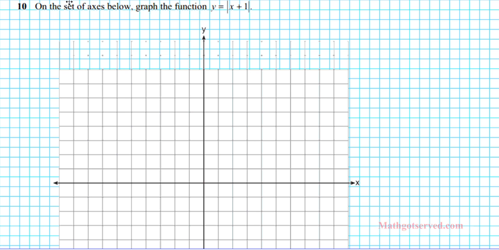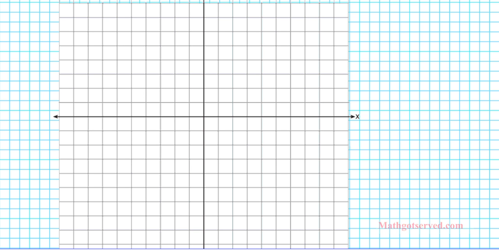Number 10 states that on the set of axes below, graph the function y equals the absolute value of x plus 1. So, do you recall what the absolute value function looks like? We're asked to graph y equals the absolute value of x plus 1. This is the parent absolute value function translated along the x-axis. If you know what the translation is, you can have an idea of what the graph is going to look like before you even start graphing it.